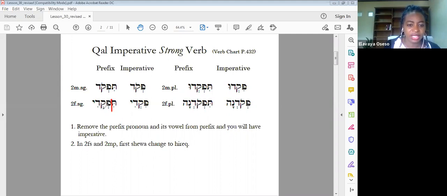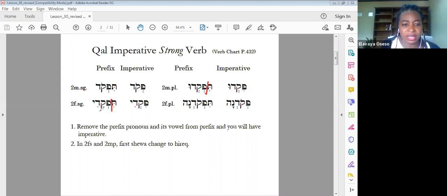The second shewa is also always a vocal shewa. But in Hebrew, two vocal shewas cannot come at the beginning of a word. And so because of that, the shewa at the beginning now changes and becomes hirek. Okay, and so the same happens also in the second masculine plural. So here, when we remove the tav here, we end up again with two shewas. So because two vocal shewas cannot stand together at the beginning of a word, the first shewa will change to become the hirek.